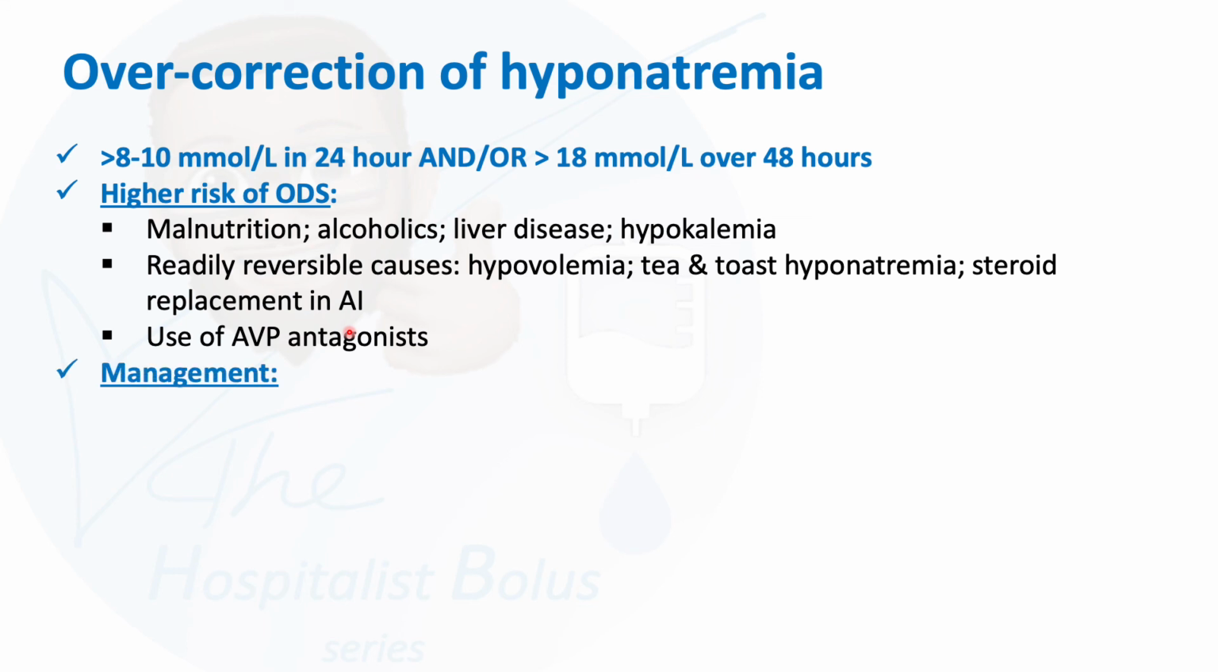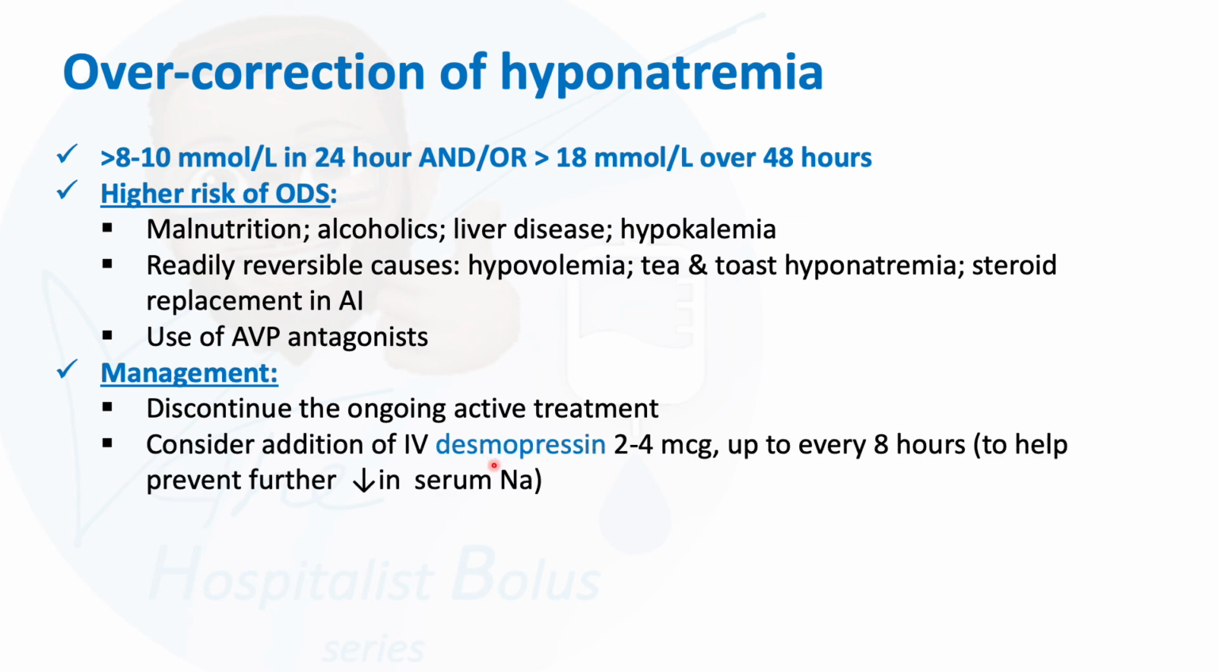So what if it happens? You want to correct that quickly, because the patient in the future might develop ODS in a few hours, a few days, or even a week or two later. So you stop the active ongoing treatment, whatever you're doing to correct their hyponatremia, you stop that. And then you want to retain some water, so you give them back the ADH that you tried to inhibit before, and we do that through an ADH agonist.